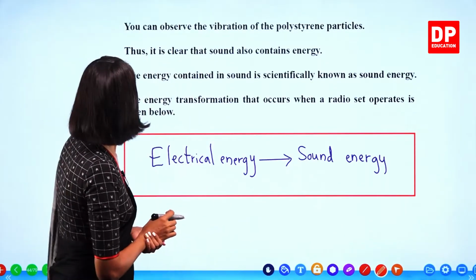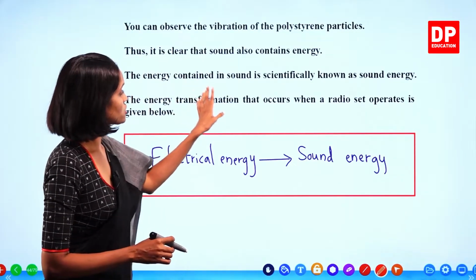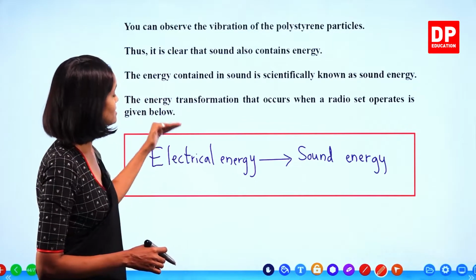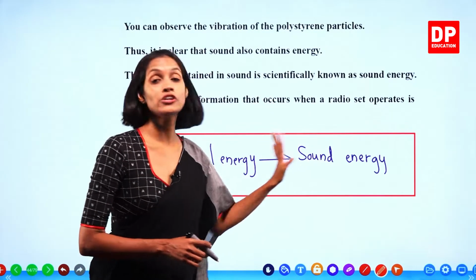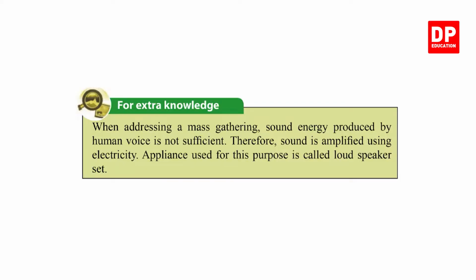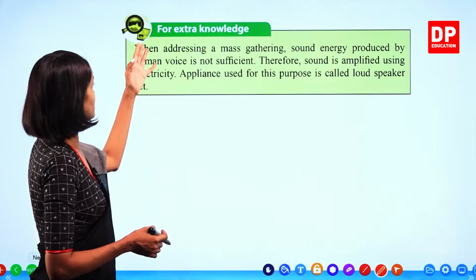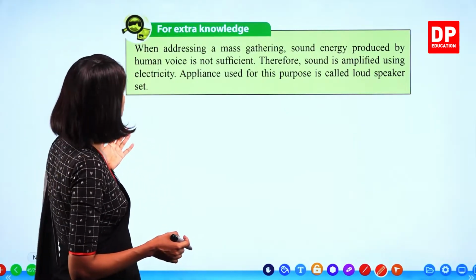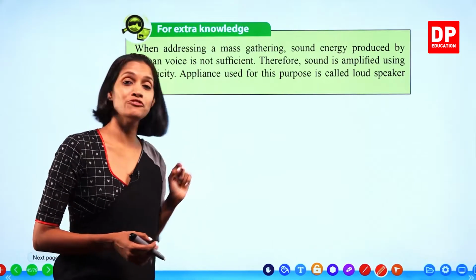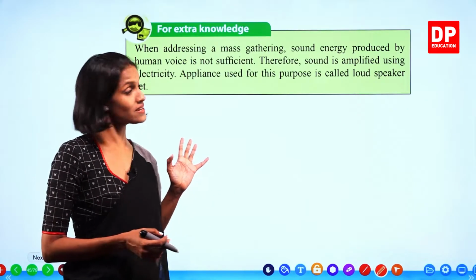Right, children? The energy transformation that occurs when a radio set operates is electrical energy transforming to sound energy. Right? Okay. Now here we have an extra knowledge part. We will go through this even though it's given as extra knowledge. These types of small information are very important, children, right?